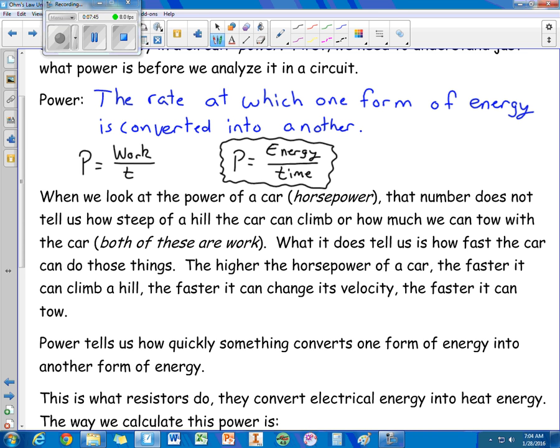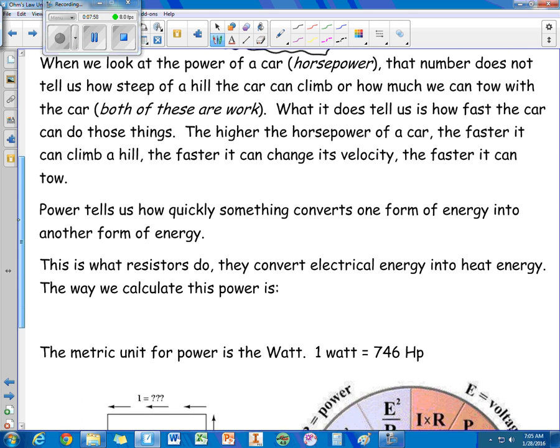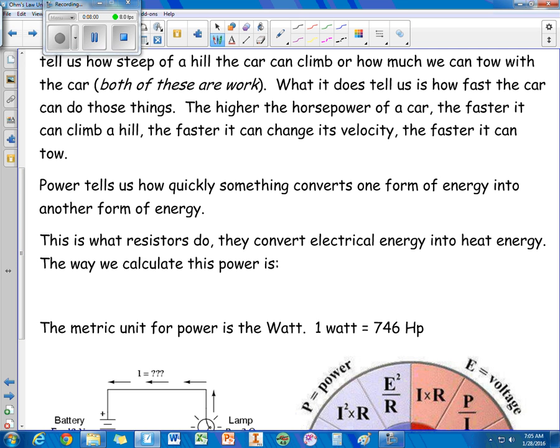So the higher the horsepower of a car, the faster it can climb a hill, or the faster it can change its velocity, which means that the faster it can tow. So what power tells us is how quickly something converts one form of energy into another form. So for a car, power tells us how quickly the chemical energy in the gasoline is becoming kinetic energy of the car. So the higher the horsepower, the quicker the car's engine can convert that chemical energy into kinetic energy.